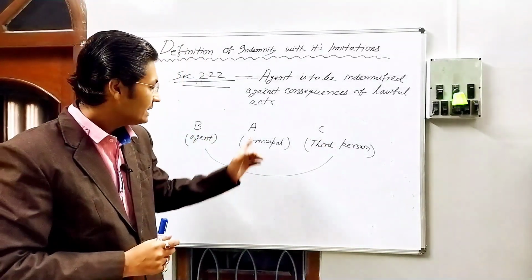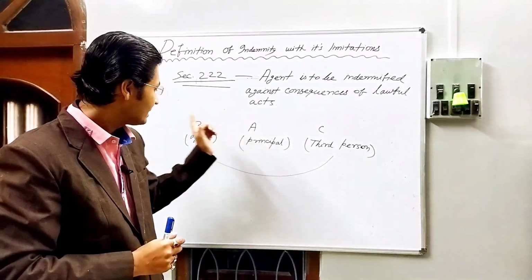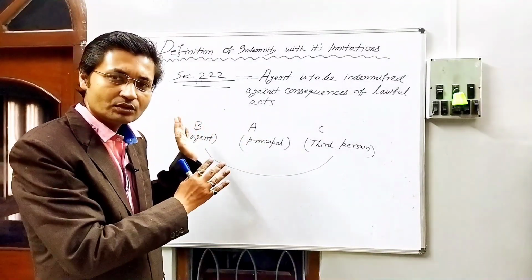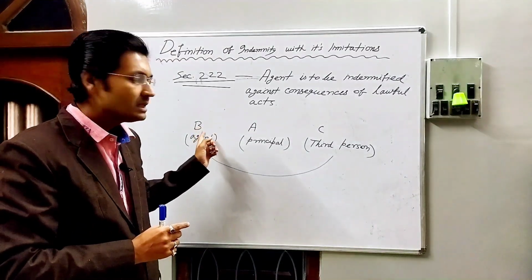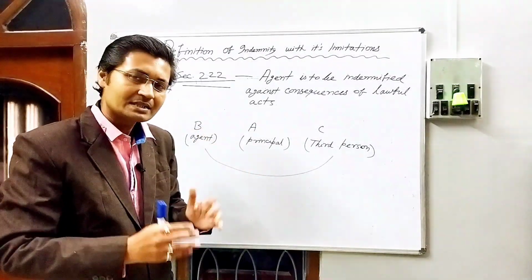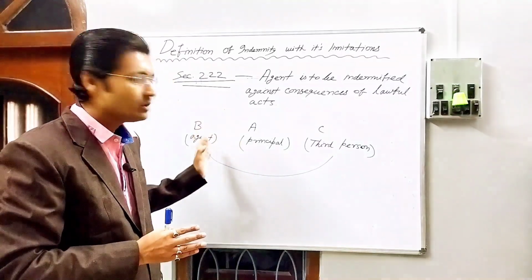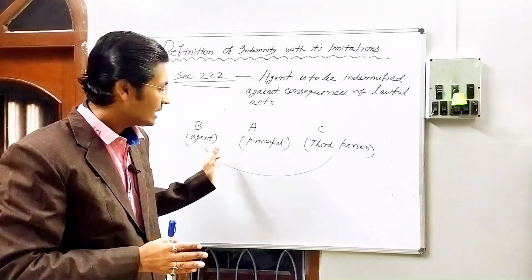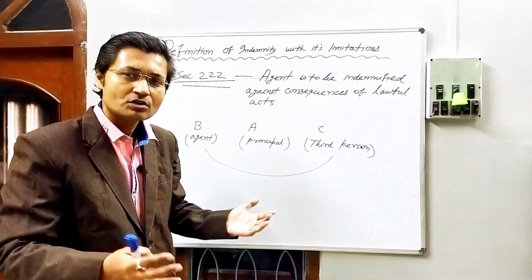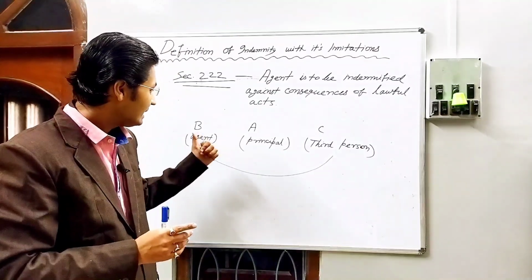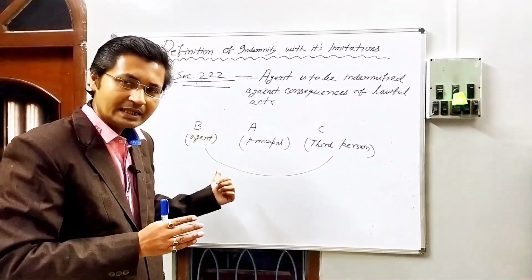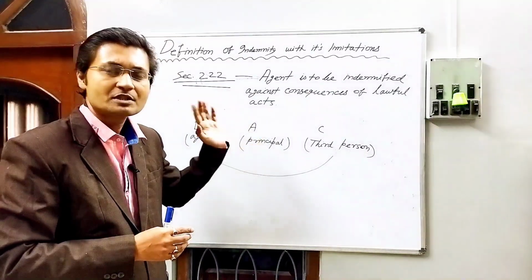So, ultimately A, the principal, instructed the agent that you defend the case, and ultimately B defended the case, but as a result ultimately B was defeated and he had to pay the damages, costs and expenses. Now, the question is whether the agent is entitled to get back that money from the principal or not.